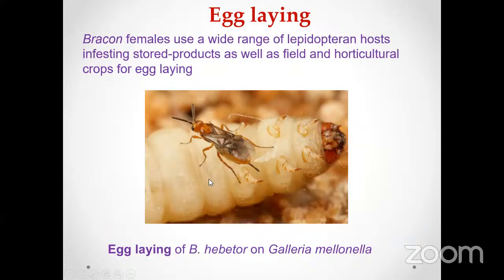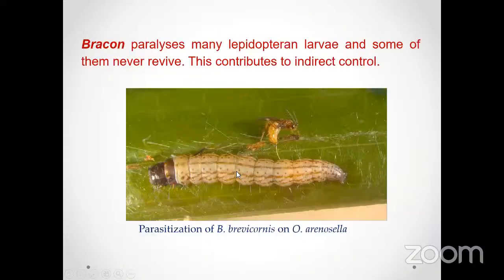This is the larva of greater wax moth, Galleria mellonella. Most Bracon can lay eggs either singly or in groups. Once the ovipositor of Bracon is inserted into the larval body, the eggs are laid.